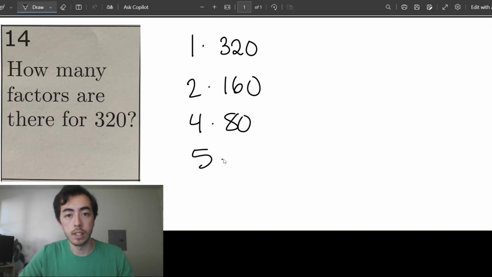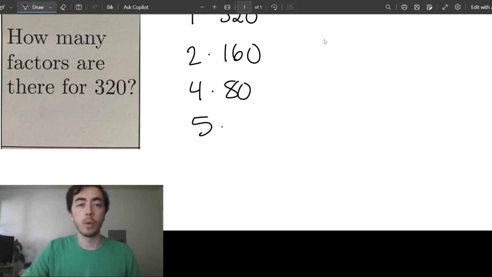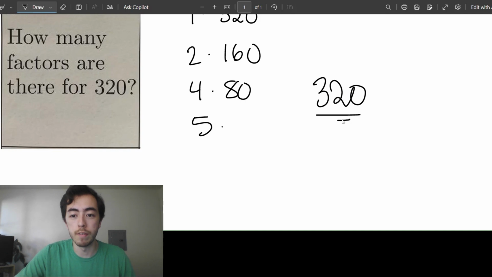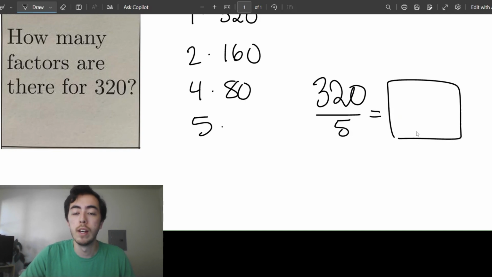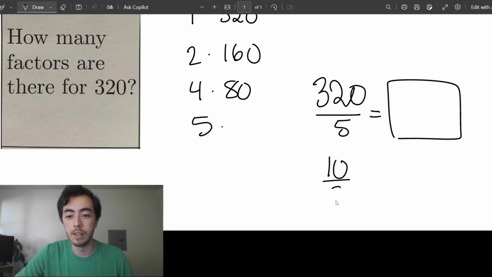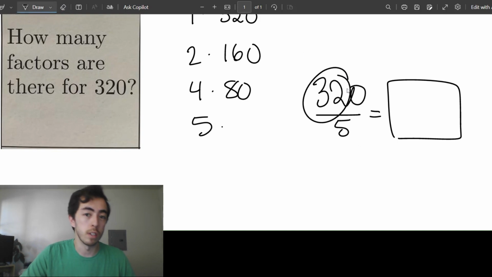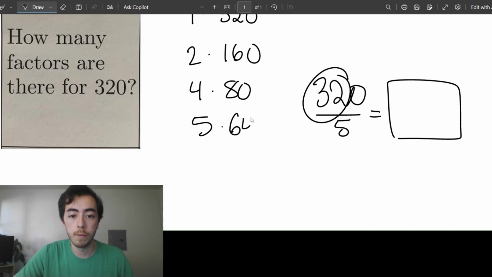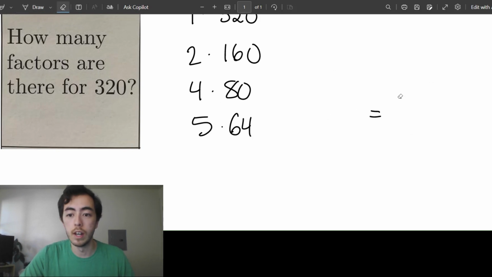5 times something is 320. To quickly divide by 5 in my head, because if I do 320 divided by 5, I will get the other factor, instead of dividing by 5, I'll divide by 10 and then multiply by 2, because 10 over 2 is 5. If you parse those steps one by one, you can divide by 5 a bit more quickly in your head. So dividing by 10 gives us 32. Doubling it gives us 64. That is another factor pair there.